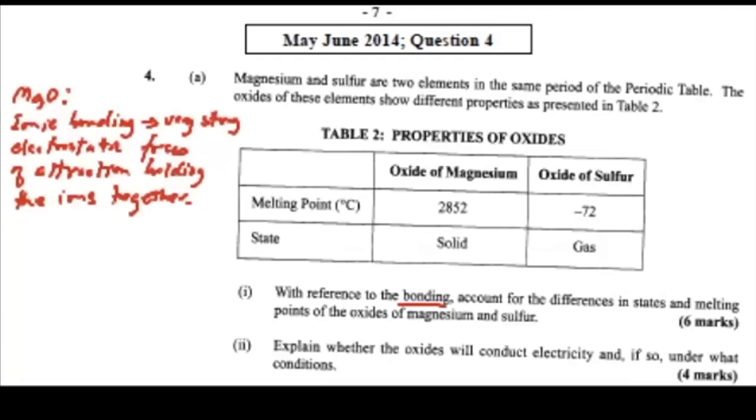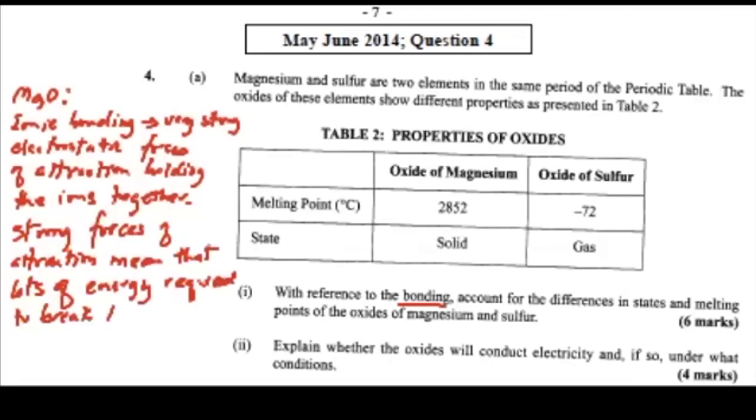And then the melting point is high, 2,850°C, because we have such strong forces of attraction. Large amounts of energy are required to break or melt the substance. These strong electrostatic forces of attraction mean that lots of energy is required to break them, that is, to melt them. That's why the melting point is so high.